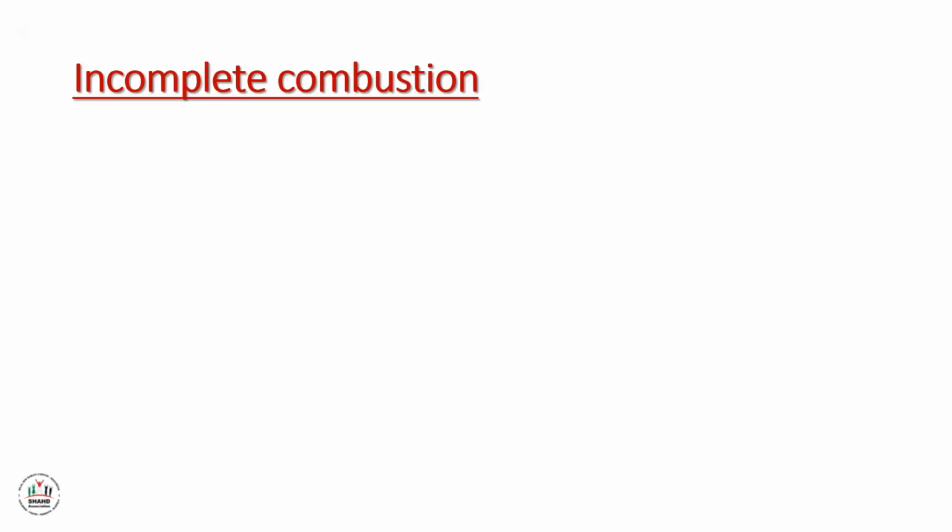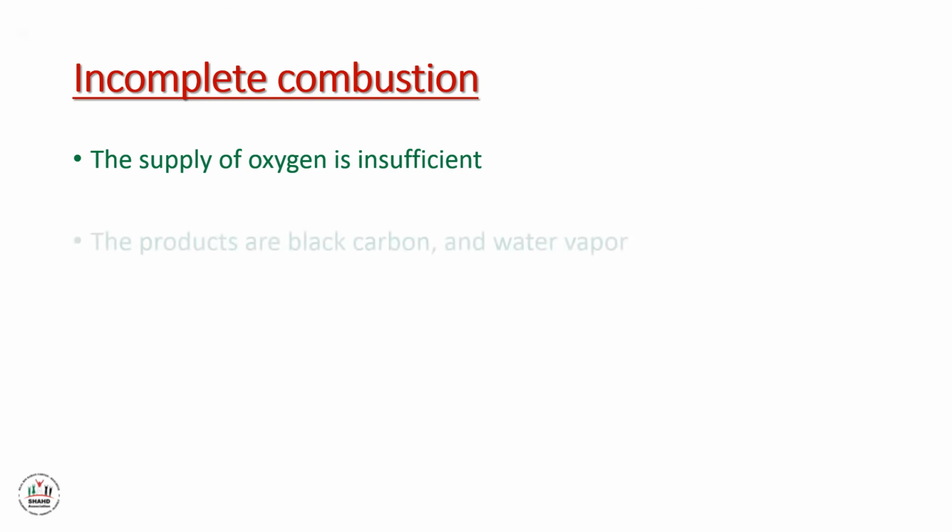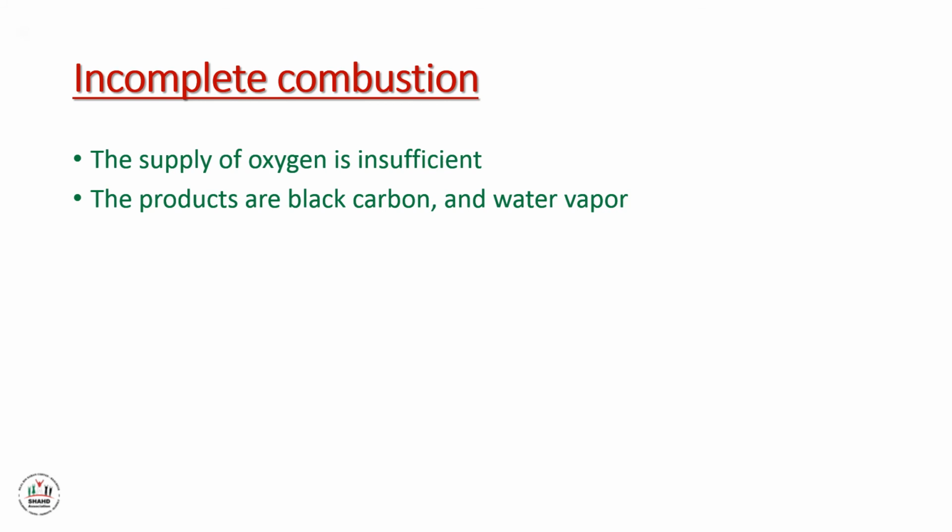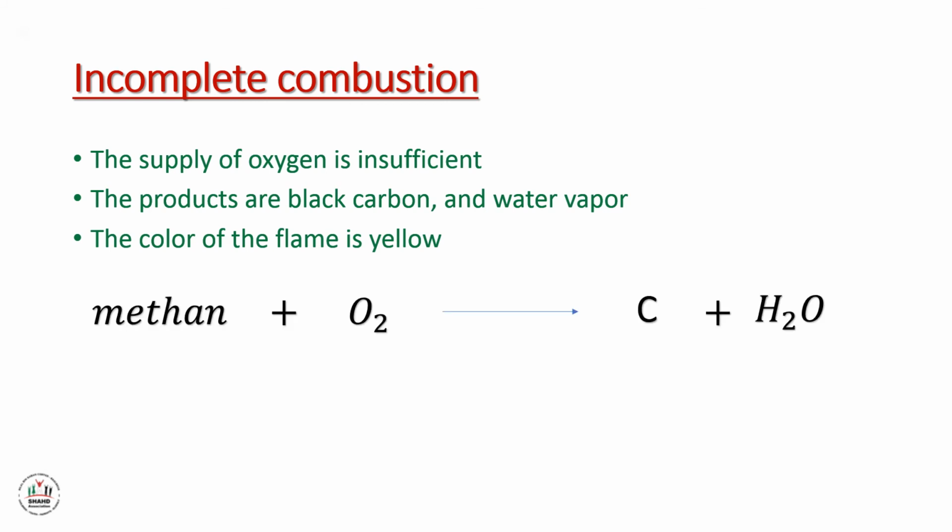We'll take another example, but now about incomplete combustion. In this reaction, the supply of oxygen is insufficient. The products are black carbon and water vapor. And the color of the flame is yellow, like this one. If we add methane and oxygen, we will get carbon and water vapor.